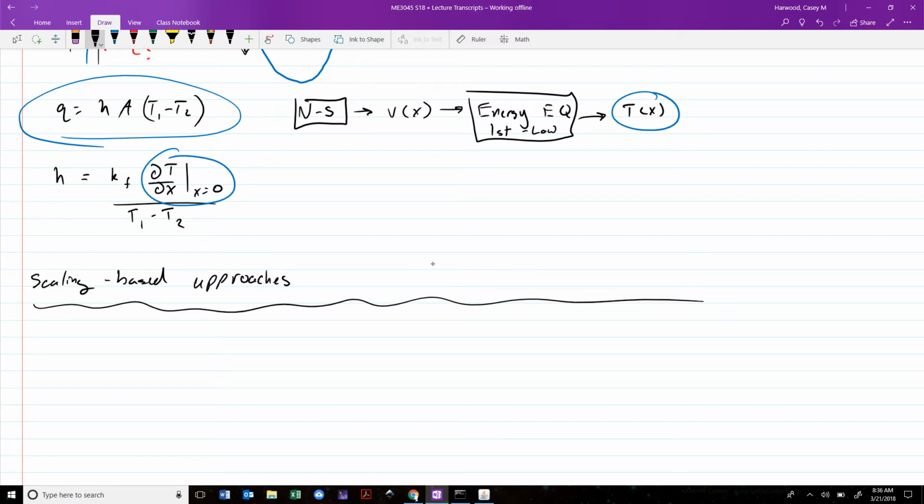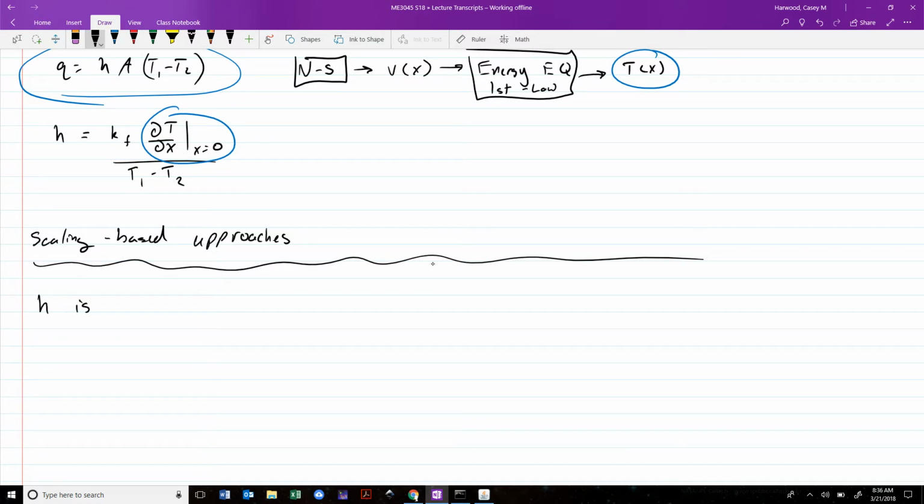So as I said before, the key here is H. We want H so that we can plug it into Newton's law of cooling to find Q. But what variables affect H? H is the goal. What variables affect H? This is the list of all possible parameters of the problem that might go into determining H if we were to solve it through this exact method.